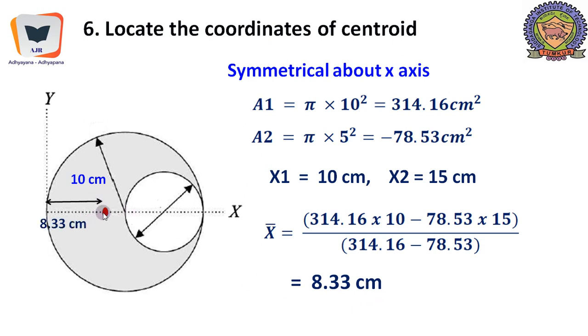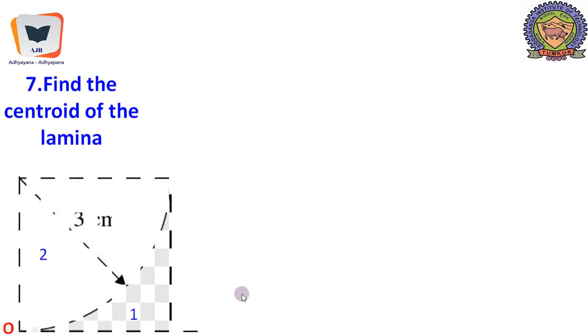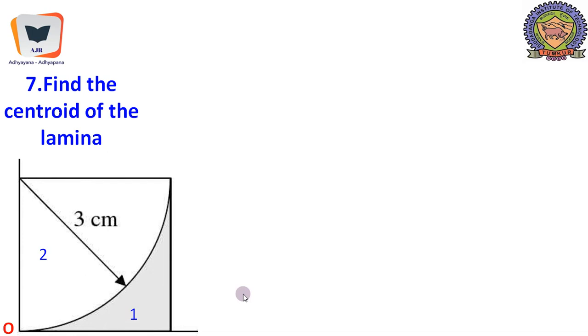Therefore the centroid will come somewhere over here, which is at 8.33 centimeters with respect to the y-axis and along the x-axis, because the figure is symmetrical with respect to the x-axis. Now find the centroid of the lamina, which is something like this.